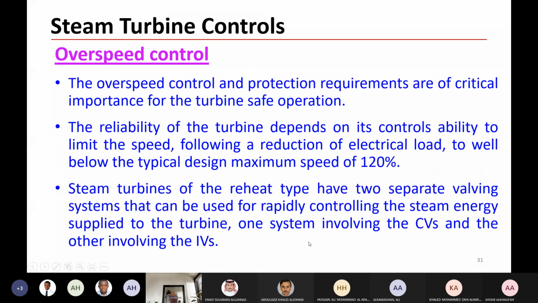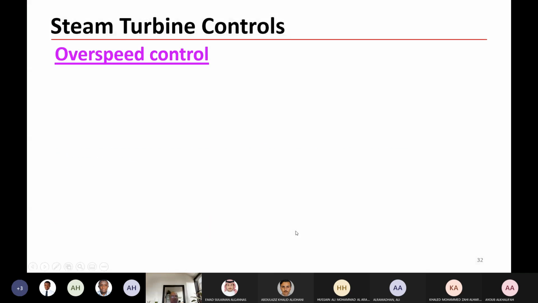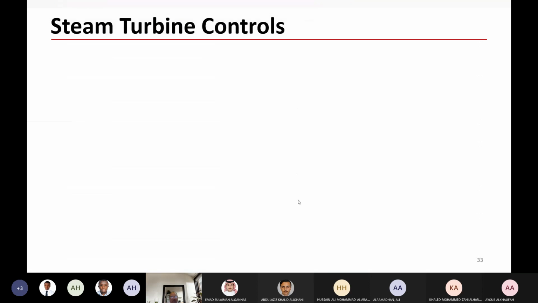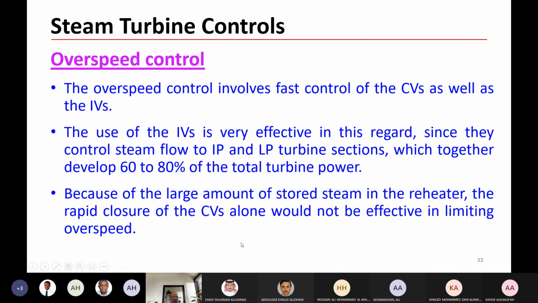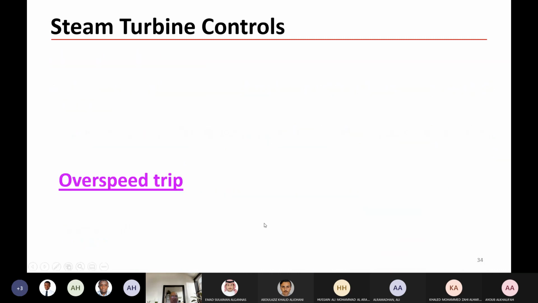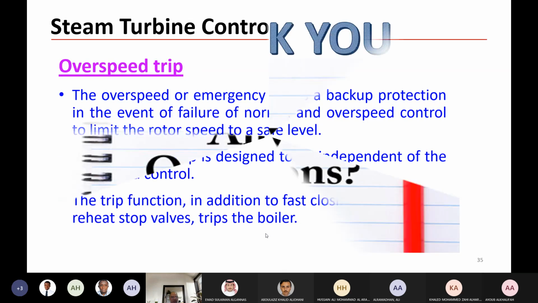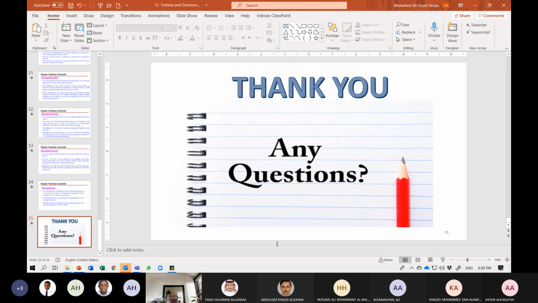If you have over speed up to 15%, and if you have up to 20%, then in this case you need to trip the machine, the turbine. Okay, this is the turbine modeling.